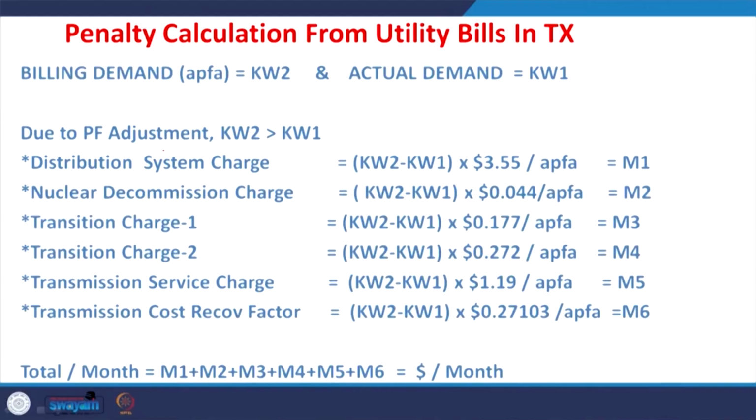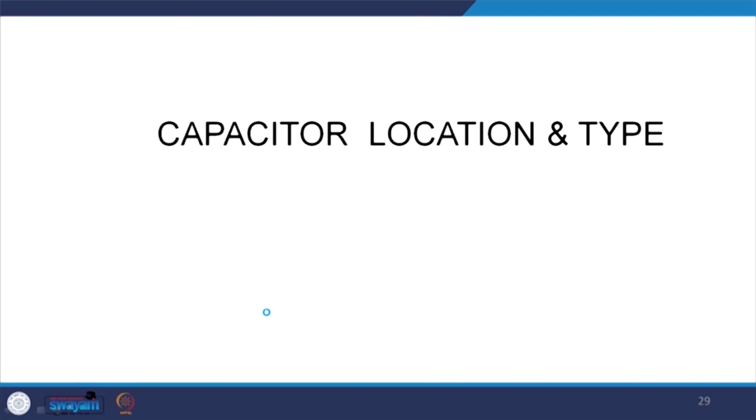So, due to the PF adjustment from kilowatt 2 to kilowatt 1 and distribution charges for the machine 1, nuclear decomposition charges and overall cost you have to bear, that is the total by month M1, M2, M6. It is rupee or dollar or whatever it may be, ultimately the phenomenon is the same. So, you have transmission charges, transition charges, transmission service charges, and transmission cost recovery factor. This all comes into the picture and ultimately you are required to calculate those values and you will be metered accordingly.